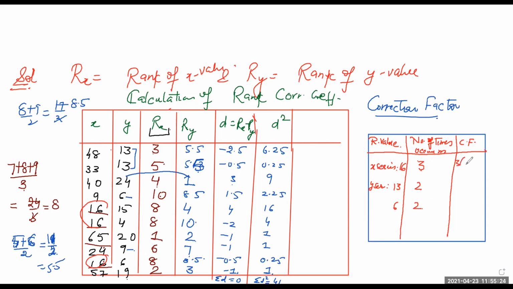So this is 3 into 3 square minus 1 divided by 12. This is 2 into 2 square minus 1 divided by 12. This is 2 into 2 square minus 1 divided by 12. So that comes up with 2, 0.5 and 0.5. Now add these. You will make a total here, right? So what total will you get? This will become 3. So this extra 3 will be added in summation d square.